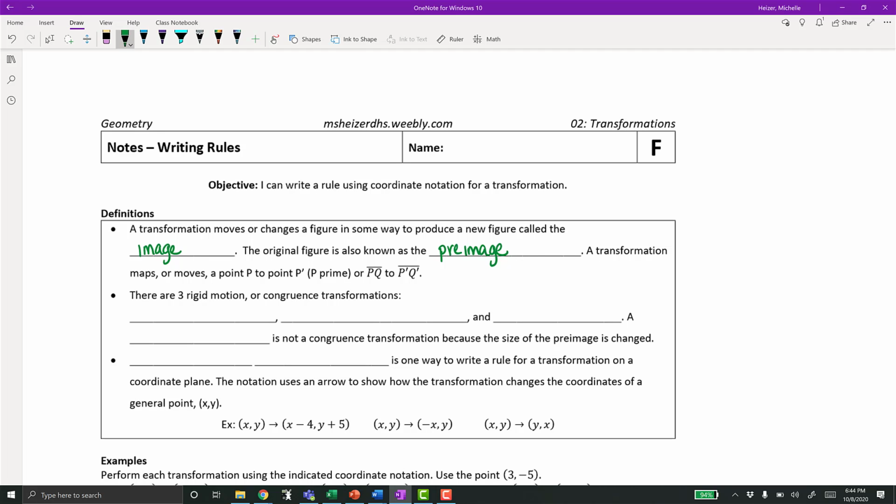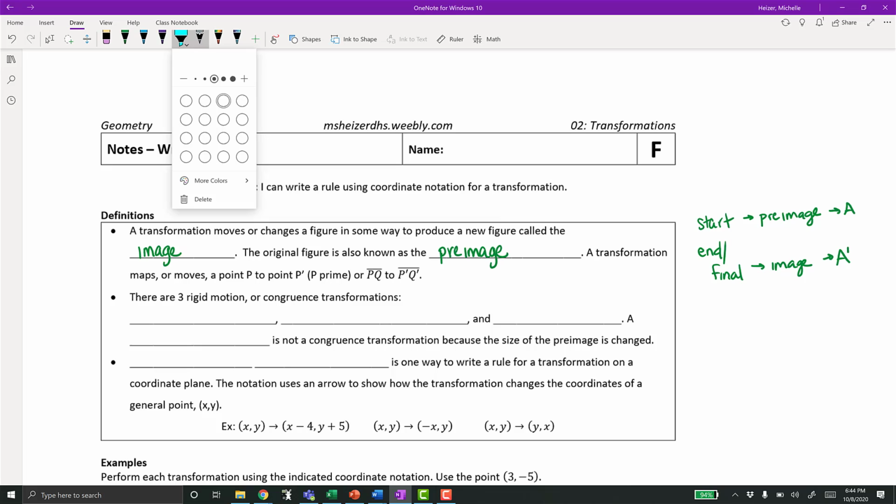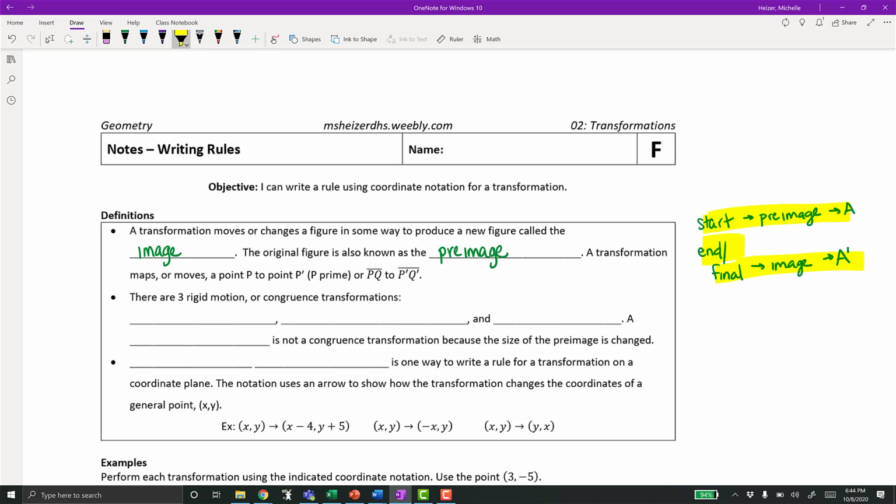So just keep in mind that the start is your pre-image and the end or final is your image. So your pre-image would be A and your image is A prime. So I would definitely recommend that you write that down. Let's grab a highlighter. So make sure that you know this stuff here, okay? So write it down in your notes or anything like that.